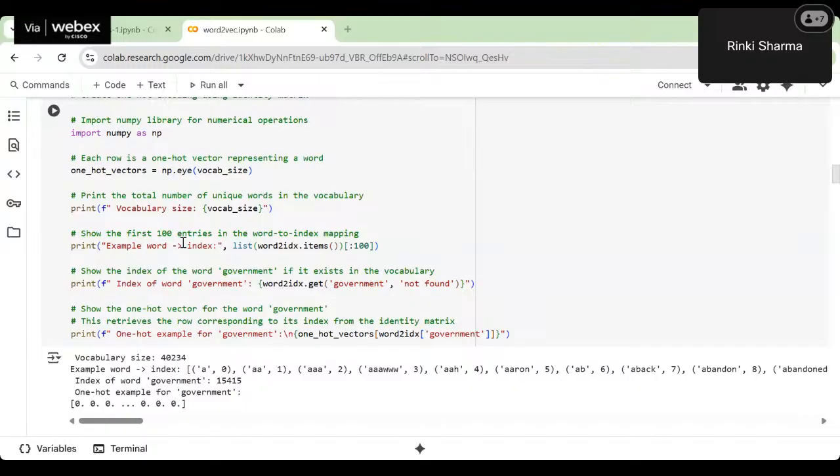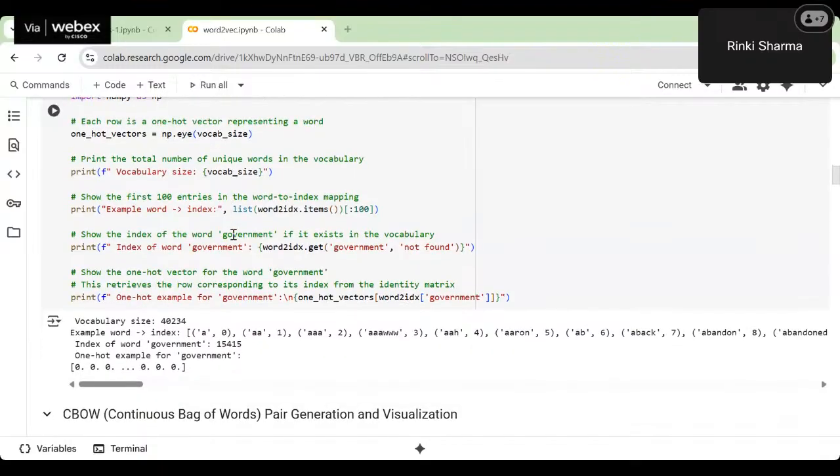We also print the first 100 indexed words. The output is shown as the word A is assigned a value 0. The word double A is assigned a value 1. The word triple A is assigned a value 2. And likewise so on. So we printed only the first 100 words and their indexes.